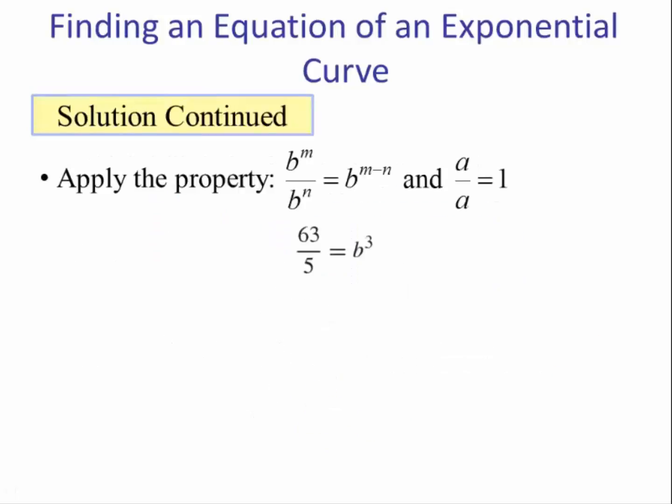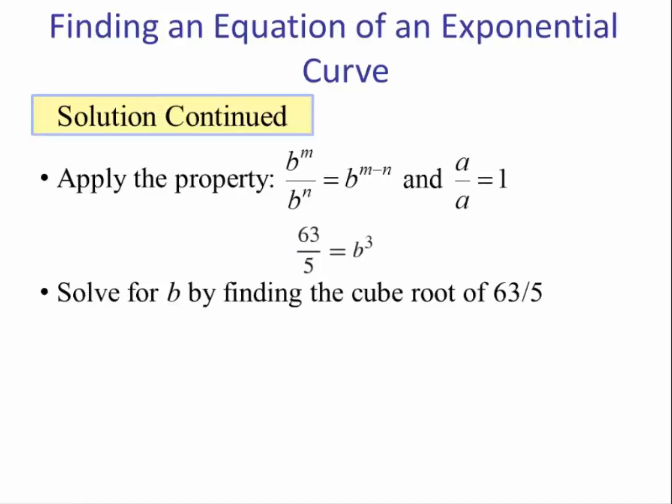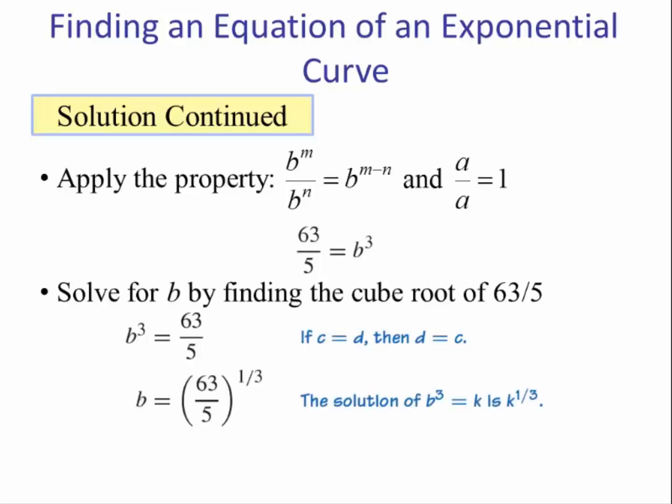And we have b to the 3rd equals 63 divided by 5. Now taking the cube root of 63 over 5, we have b is approximately equal to 2.33. So we found our first variable, b. But now we have to find a.